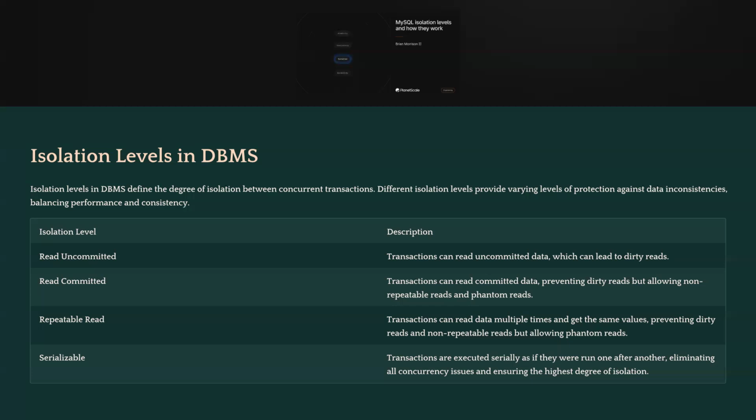So third is repeatable read. A transaction can read data multiple times and get the same values, preventing dirty reads and non-repeatable reads, but allowing phantom reads. The fourth is serializable, where the transactions are executed serially, as if they were run one after the other, eliminating all the concurrency issues and ensuring the highest degree of isolation.